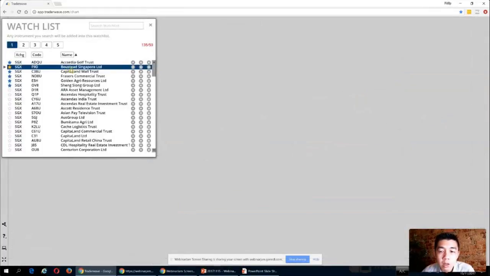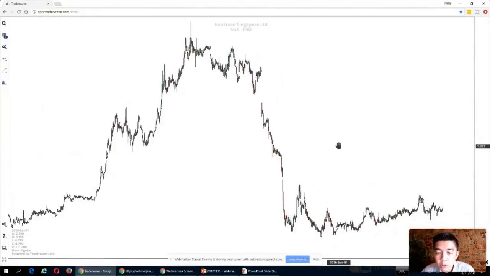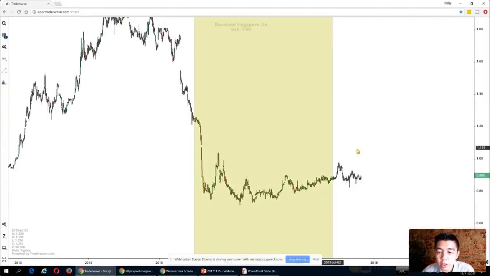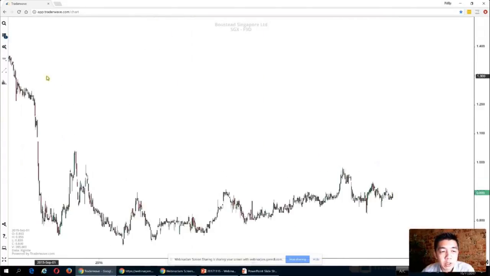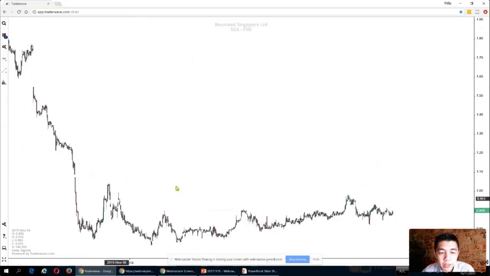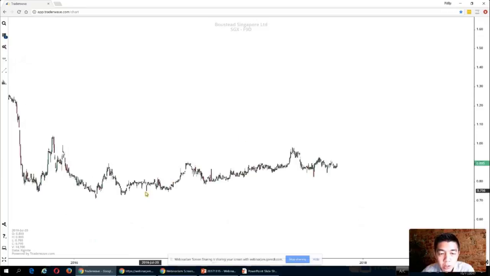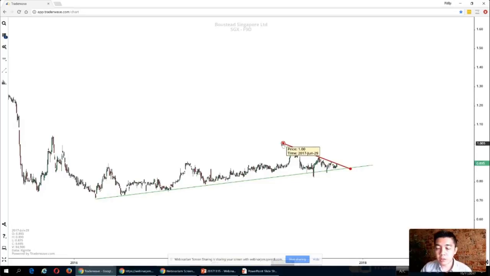It's Boustead. Okay, so what's interesting about this particular stock is this. After the very sharp fall previously, it has gone into a sideways consolidation. As it goes on a sideways consolidation, there is this very gentle uptrend support. You can see that it has already been bouncing off a number of times. At the same time, there is also this downtrend resistance that it has failed to overcome for about 3 times. Now it's the 4th time.